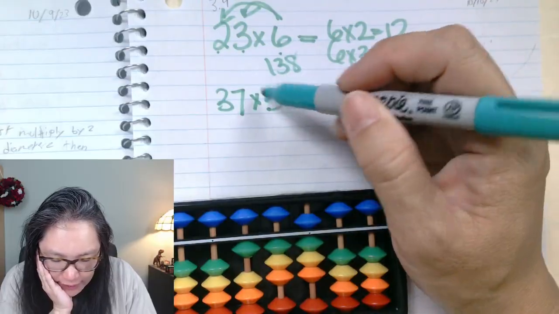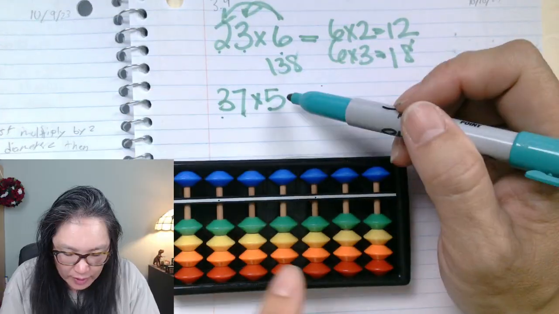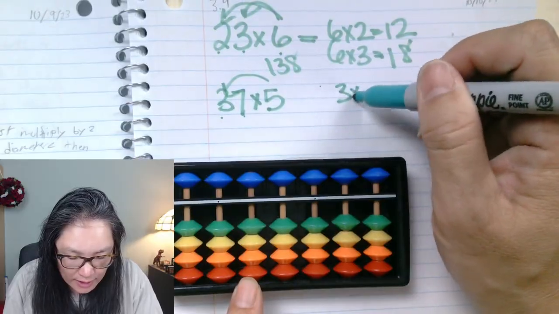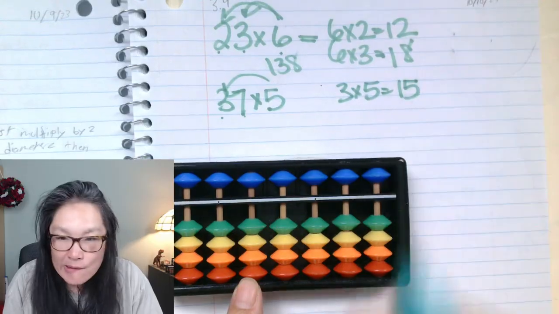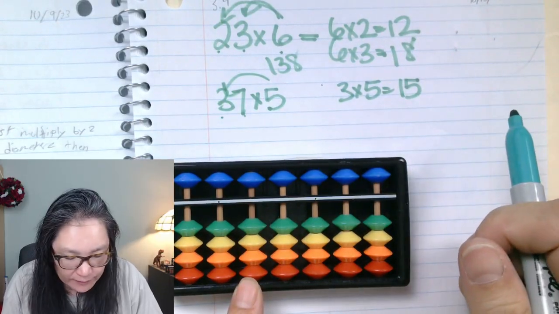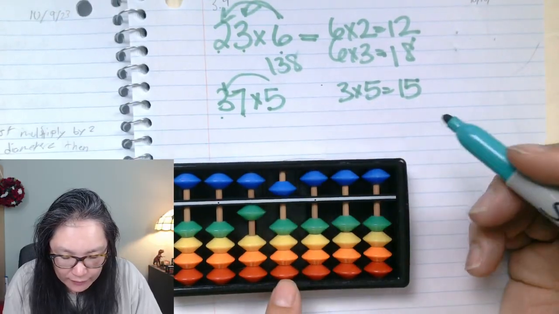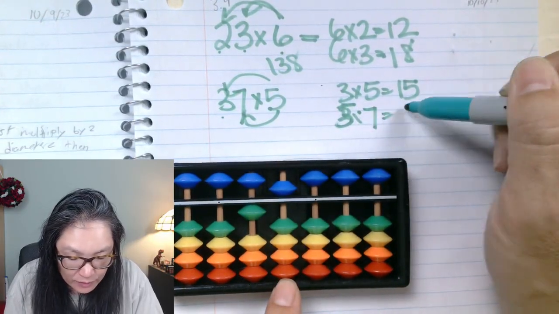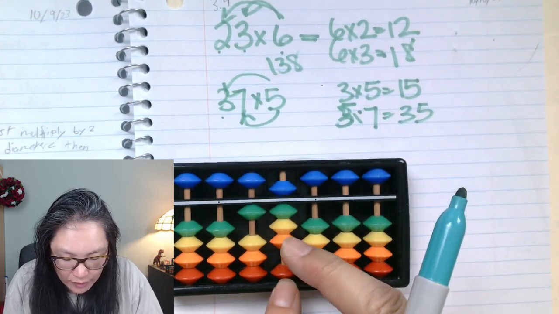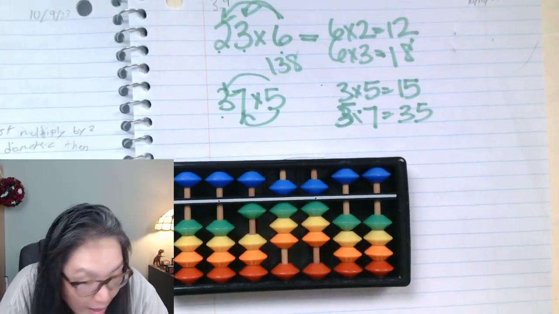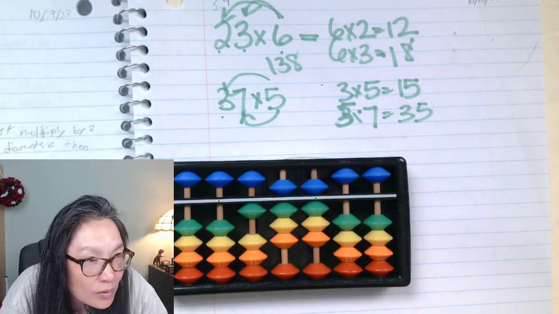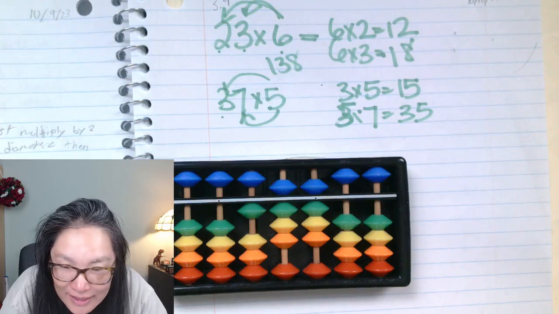So if I look at it, we do 3. 1, 2, 3. So it's 3 times 5. 3 times 5 is equal to 15. So we had our 1, we had our 5. And then what do we do? 5 times 7 is equal to 35. We add our 3, we add our 8. And our final answer is 188.